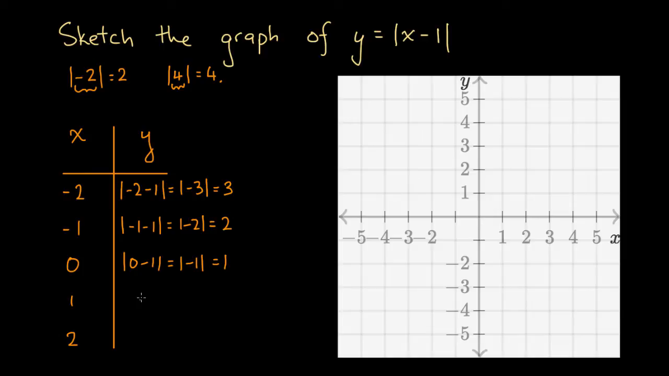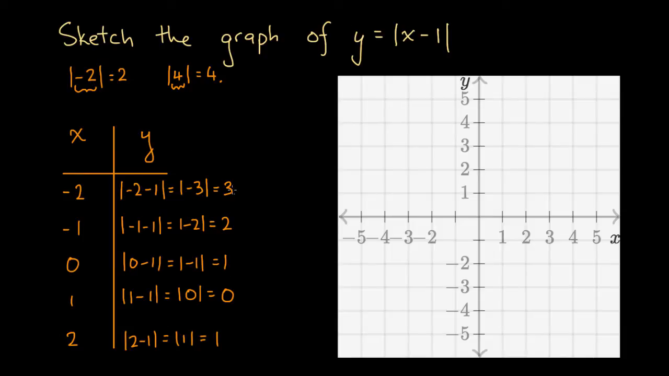What about x equals 1? At x equals 1, we have y equals the absolute value of 1 minus 1, which equals the absolute value of 0. The magnitude of 0 is simply 0. And what about x equals 2? At x equals 2, we have y equals the absolute value of 2 minus 1. 2 minus 1 is 1, so this is the absolute value of 1, which is simply 1.